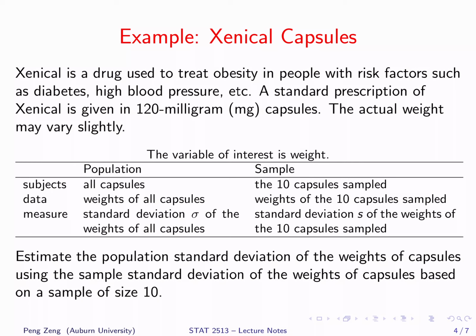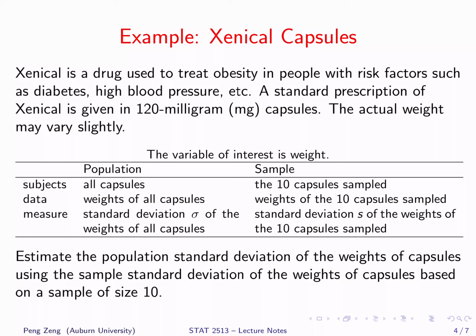This example is about Xenical capsules. Xenical is a drug used to treat obesity in people with risk factors such as diabetes, high blood pressure. A standard prescription of Xenical is given in 120 milligram capsules. The actual weight may vary slightly. In order to estimate the variation, we may take a sample of 10 capsules and calculate the sample standard deviation.